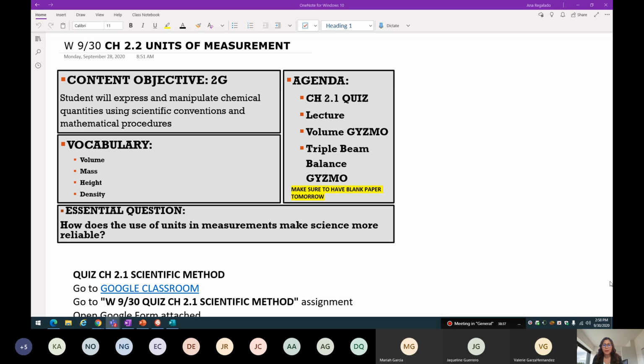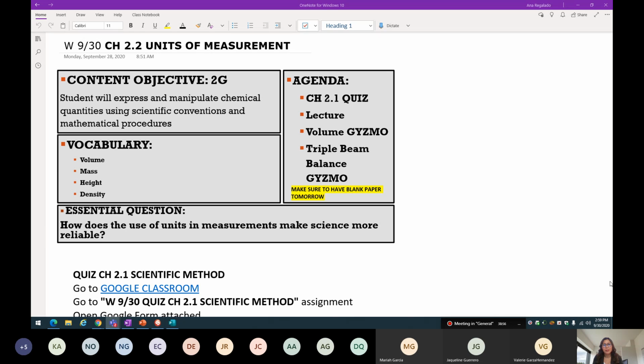We've already completed our quiz. We're going to move on to the lecture, and then, instead of the 2 gizmos that I have there, we're only going to complete the first one, for volume. We're going to do the second one tomorrow because I don't want you to rush through the first one.